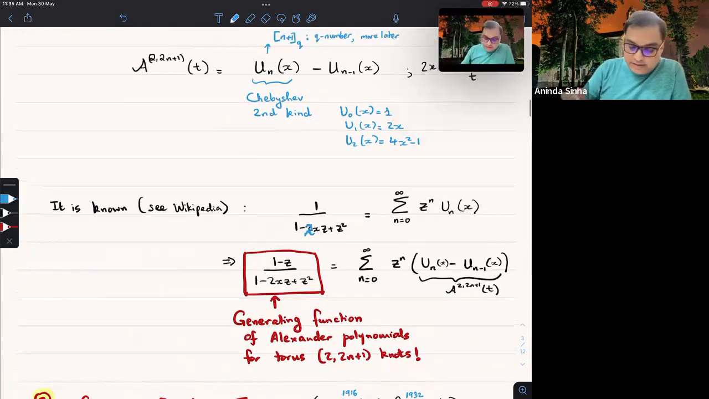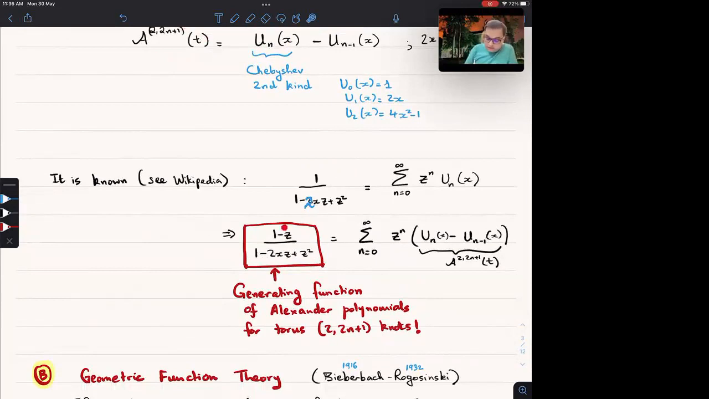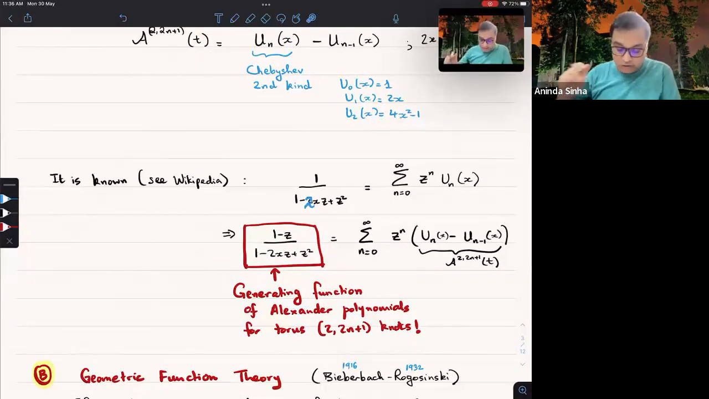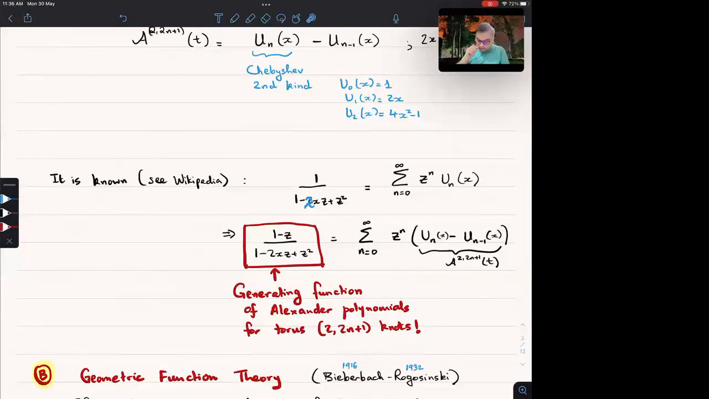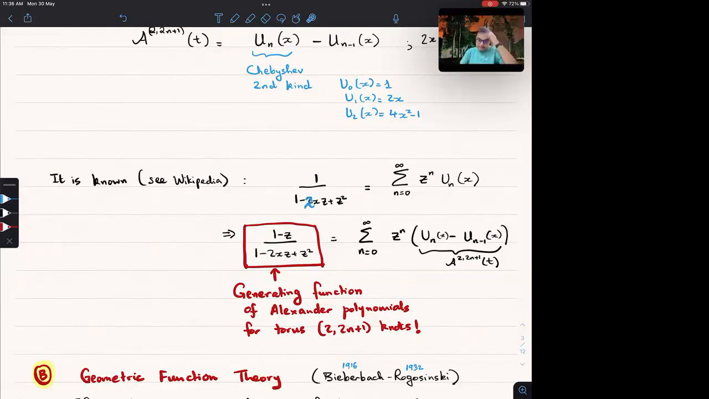And so another simple observation that you can make is that because of this relation, you get a very simple generating function of the Alexander polynomials, which is you simply take this function and multiply by 1 minus z. And then this becomes the generating function of the Alexander polynomials. So just remember the structure. It has this 1 minus z on top, 1 minus 2xz plus z square. And that can be expanded in terms of the Alexander polynomials times z to the power n.